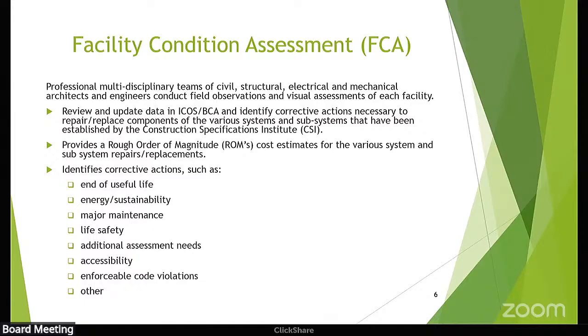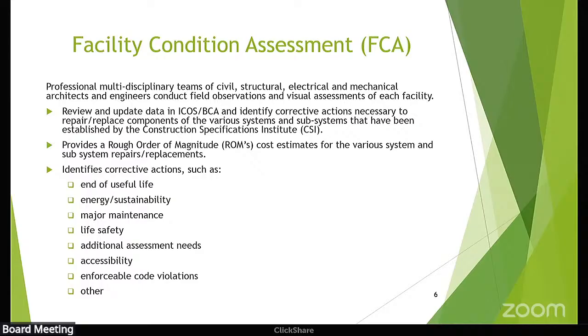From this study, we get what's called a rough order of magnitude cost estimate. It's a very high level for our purposes of looking to see what our deferred maintenance costs are, how much long life cycle costing we have. So it gets into quite a bit of detail because these are professionals doing it.